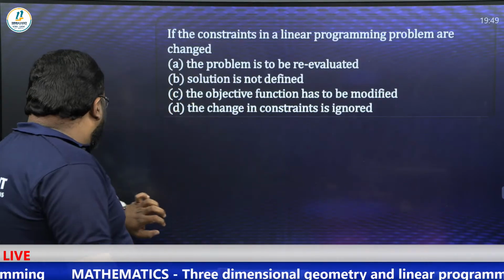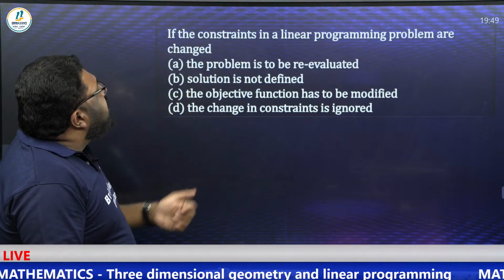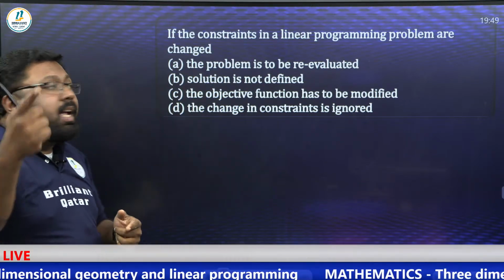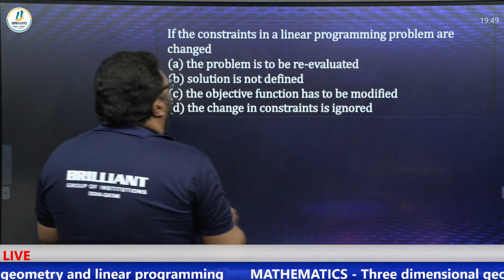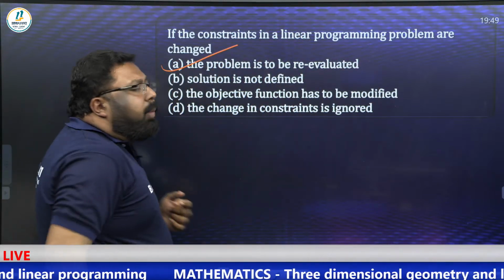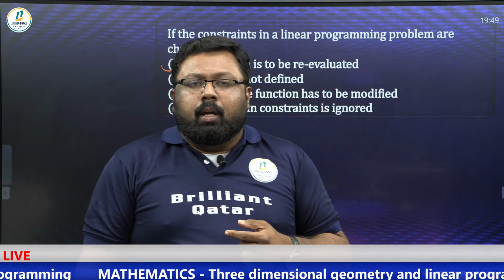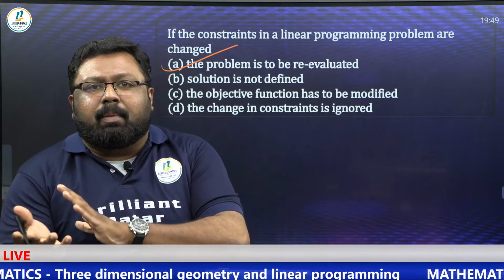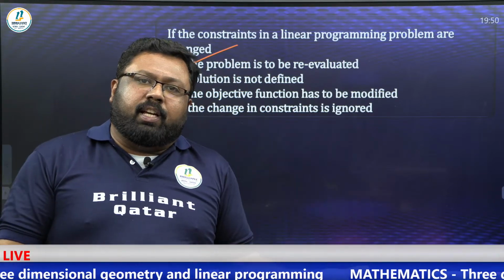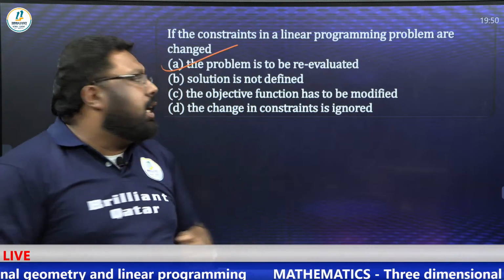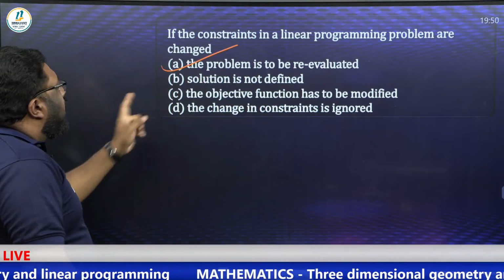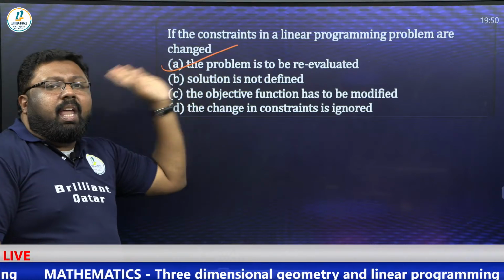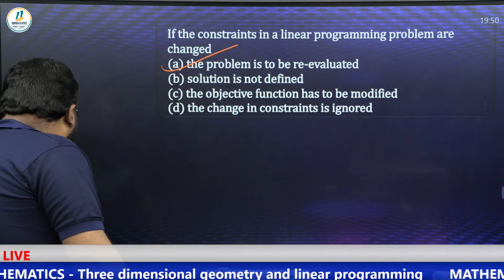Okay. Next, moving on, if the constraints in the linear programming problem are changed, what happens if you change the constraints in a linear programming problem? You have to re-evaluate the entire problem because conditions change, the diagram changes, the plotted feasible region changes, corner points change. So you have to re-evaluate the entire problem. Okay, solution is not defined, that and all is avoided. The problem is to be re-evaluated.